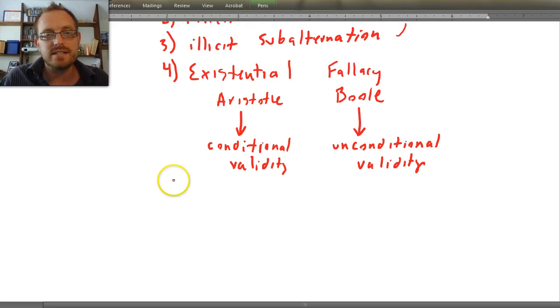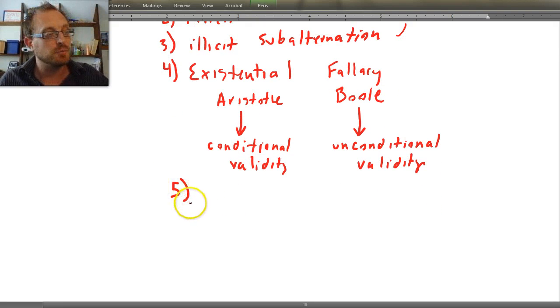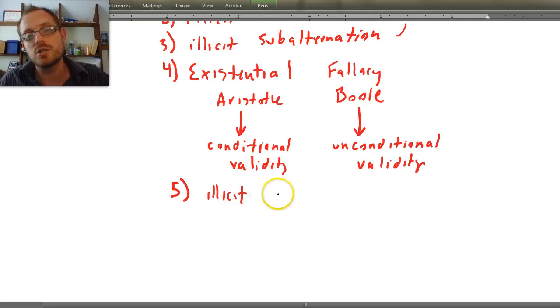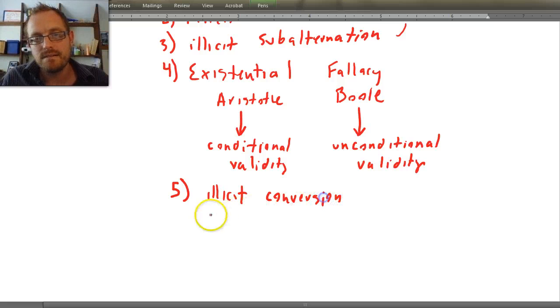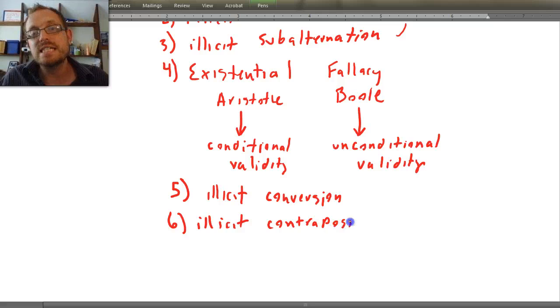There's the existential fallacy. The other fallacies we've looked at here, if you remember, this is from our last time. There's the illicit, let's see, what was it? From 4x4. The illicit conversion. Remember we talked about conversion, aversion, and contraposition. There's the illicit conversion. And number 6, there's the illicit contraposition. Since aversion is valid for all statements, there is no fallacy there.